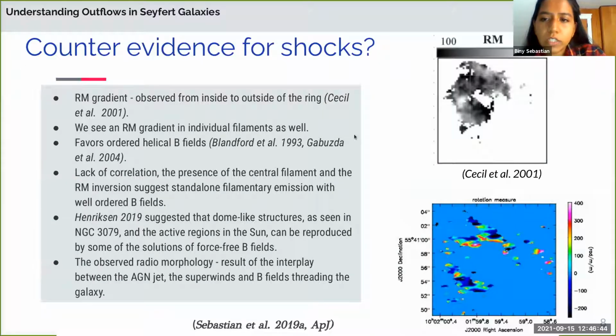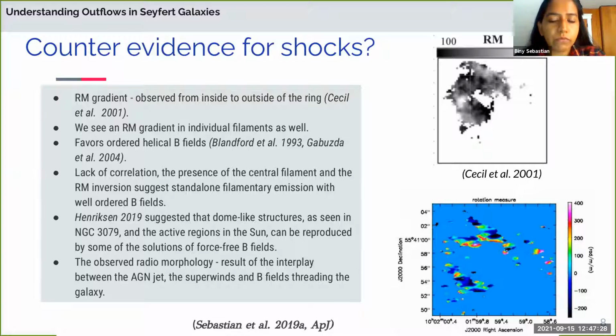We then further looked at the rotation measure images. Cecil et al. in 2001 had found that the rotation measure undergoes an inversion in sign as one moves from the inside to the outer edge of the northern lobe. In the rotation measure image that we produced, which was at a slightly higher resolution, we found a similar inversion in RM values, also in the individual filaments. So this does not favor a scenario where shocks are involved. This favors a scenario where magnetic fields are more organized. For example, helical fields can explain such an RM structure.